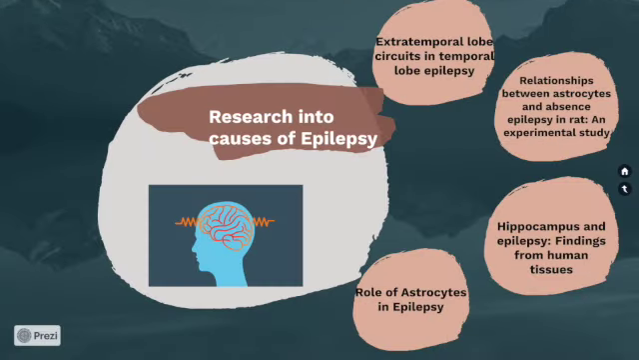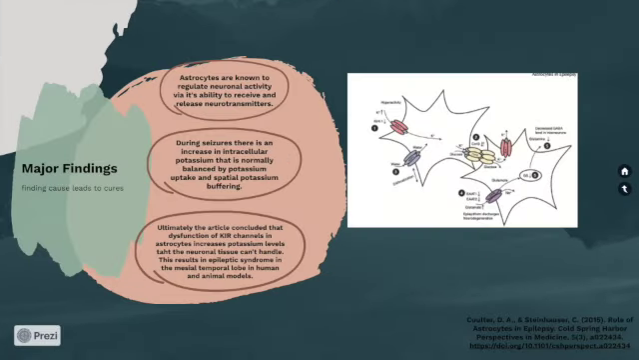Next, we're going to talk about the role of astrocytes in epilepsy. So astrocytes are known to regulate neuronal activity via their ability to receive and release a various amount of neurotransmitters. So essentially what's going on is that during seizures, there is an increase in intracellular potassium that is normally balanced by potassium uptake and spatial potassium buffering.